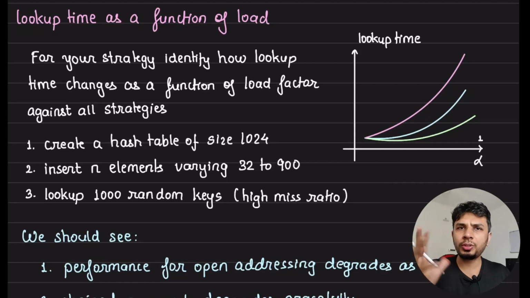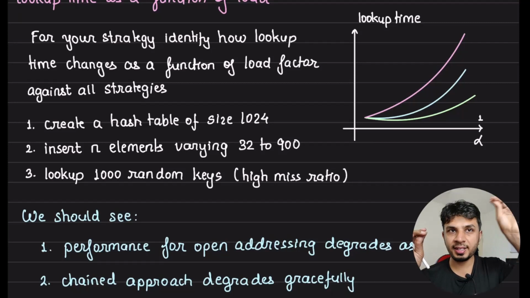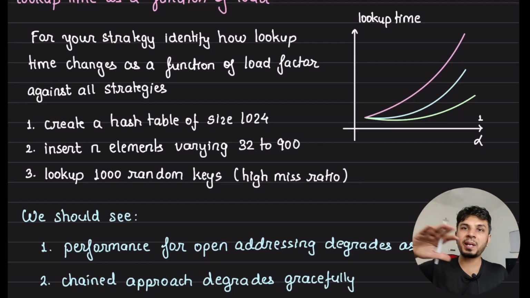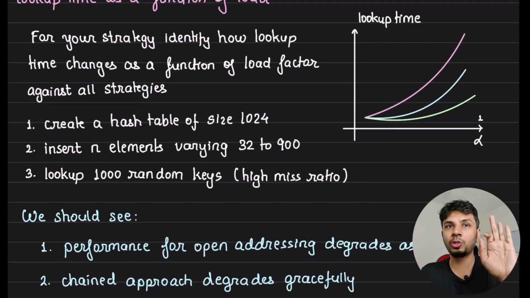So how do you do that? If I take a very simple, generic use case to benchmark it: create a hash table of size 1024, insert n elements varying from 32 to 900, and look up 1000 random keys with a high miss ratio. If you do this over and over, a million or a billion times, you would see how your lookup time changes with load. This is something that I found in a couple of research papers, which is why in most papers I found this exact same example. So I'm just taking it as is. I still don't know the reason why 1024, 32, 900.